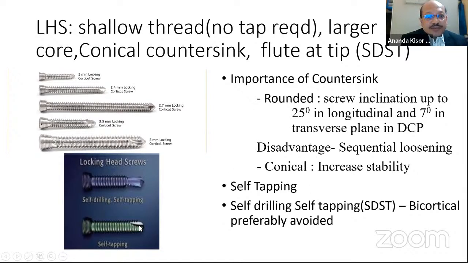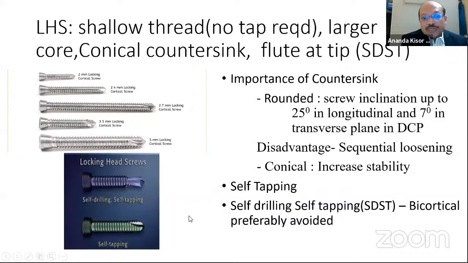Now this self-tapping, you can see here, self-tapping and self-drilling especially. So this sort of screws are usually used for unicortical fixation. In this case, this type of stability is always recommended. Basically, depending on the stability, there are two types: one is absolute stability and the other is relative stability.